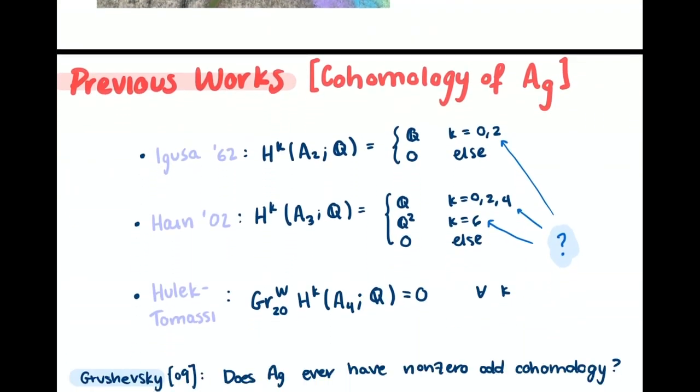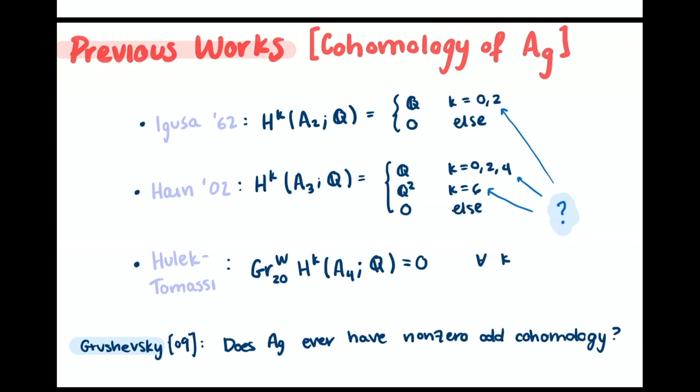So what was known previously about the cohomology of A_g? In 1962, Igusa computed the cohomology of A_2. And then in 2002, Hain computed the cohomology groups of A_3. And from work of Hulek and Tommasi, you can get the top weight cohomology, which is what we're computing, for A_4. And then in 2009, Grushevsky asked the question, does A_g ever have non-zero odd cohomology? You'll notice here all of the homology degrees that appear are even.